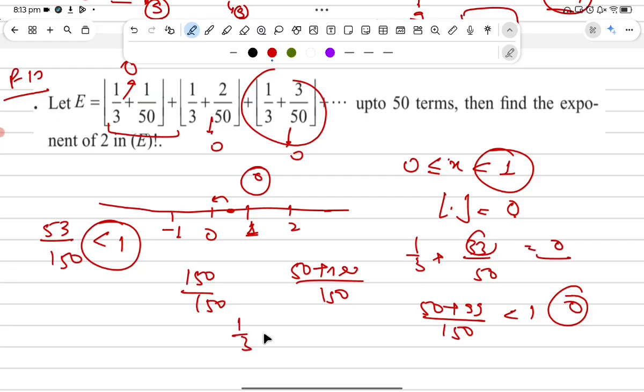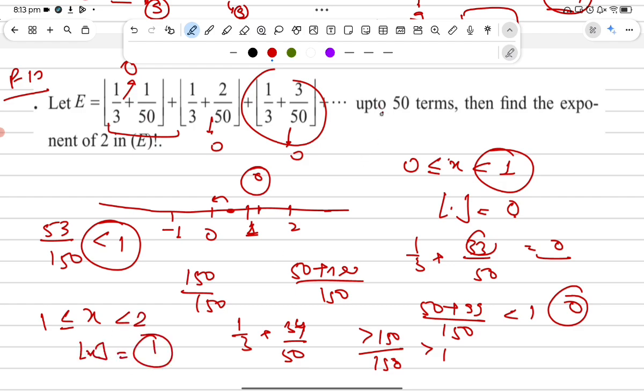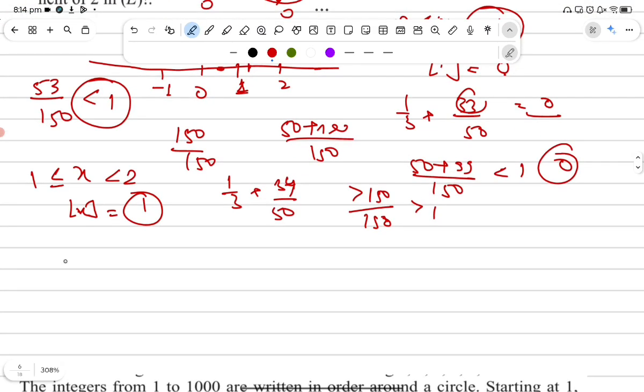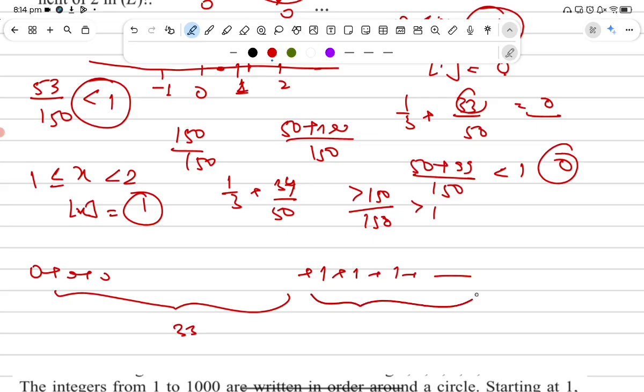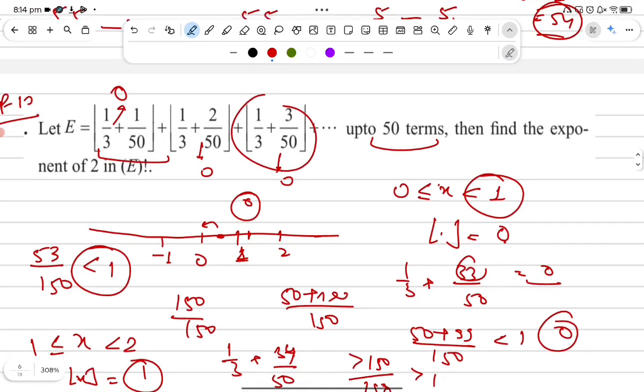Once we reach the 34th one, we'll have something bigger than 150 by 150. That will be greater than 1. Once I get something greater than 1 and less than 2, the greatest integer function would be 1. Then up till the 50th term, the GIF would be 1. So 0 plus 0 plus 0 up till 33 terms, and then plus 1 plus 1 plus 1 for 17 terms. So E is going to be 17. That is the value of E.